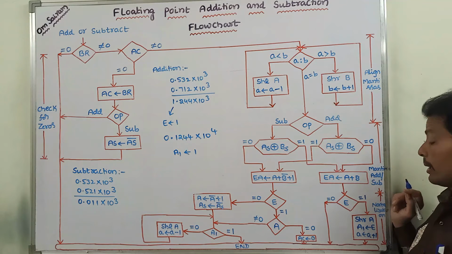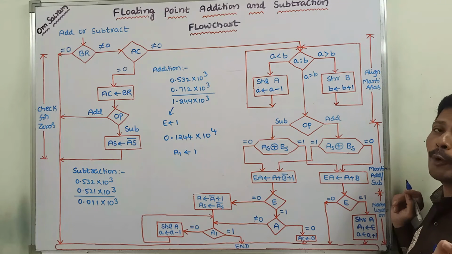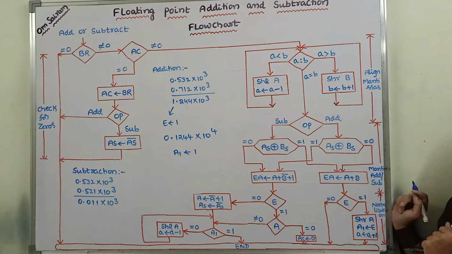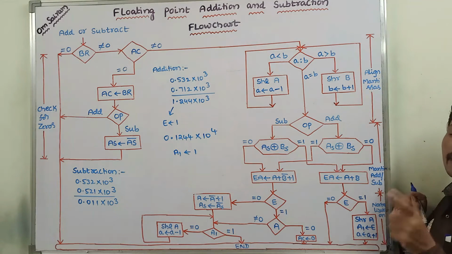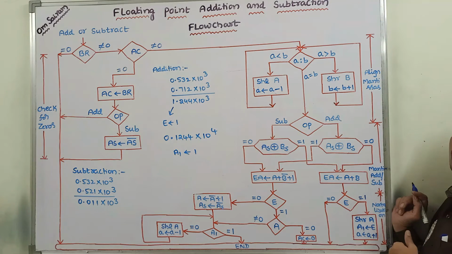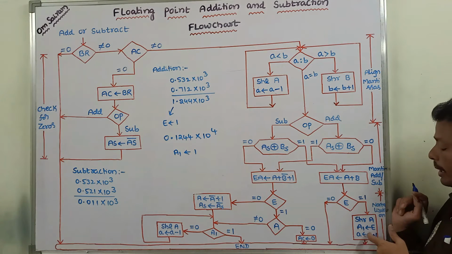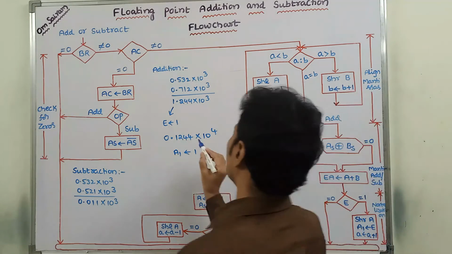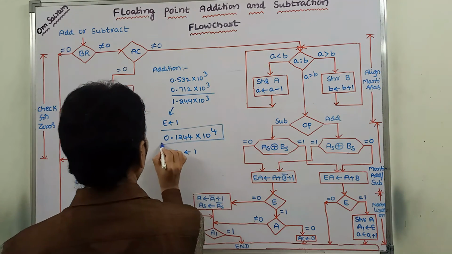Whenever overflow has occurred, first we have to perform the shift right operation on the mantissa of the first floating point number, that is by 1 position, shift right A. Next, we increment the exponent of the first floating point number, that is A equal to A plus 1. Next, whatever the E value is, that is transferred to A1. After performing these three steps, this is the result we are getting.